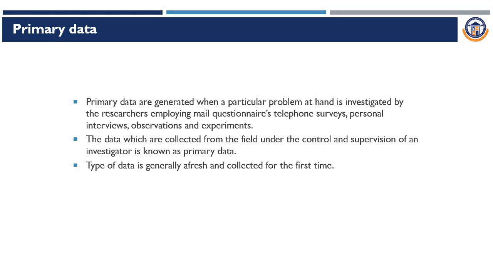So, primary data, in the term itself we have the answer. It is the data collected primarily, which means freshly. So, primary data is fresh data which is generated when a particular problem at hand is investigated by the researcher employing mail questionnaires or telephonic surveys or personal interviews or observations and experiments. The data which are collected from the field under the control and supervision of an investigator is known as primary data. This type of data is generally fresh and collected for the first time.